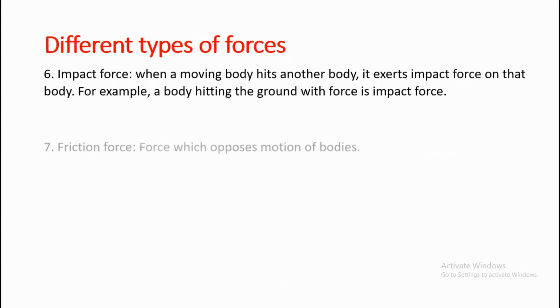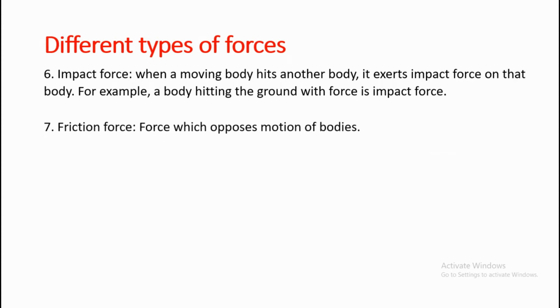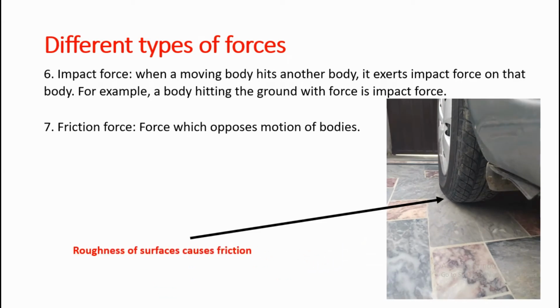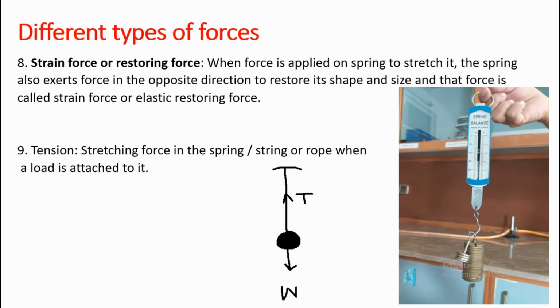Friction force. Force which opposes motion of bodies is known as friction force. For example, the tire has threads on it and the road is rough. So the roughness of the tire and the road is causing a force which opposes the motion of a body, called friction force.